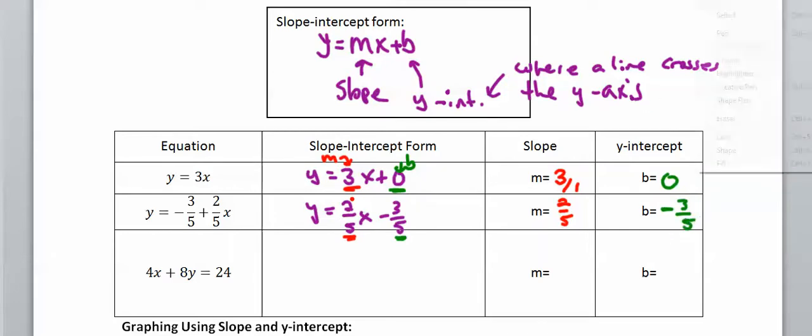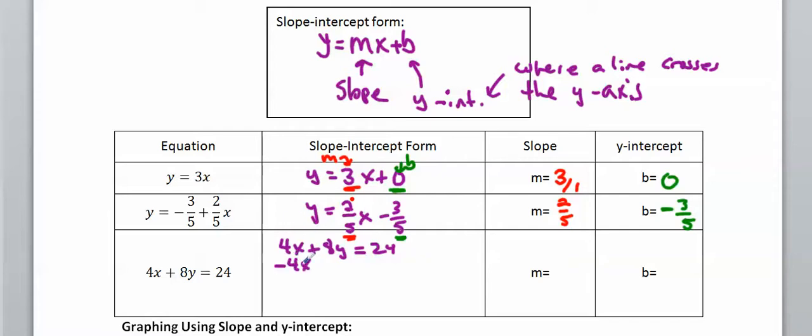All right, now the next one is not exactly in a form that I would like. I've got 4x plus 8y is equal to 24. Now the problem is that before I can find the slope, y has to be by itself. So I need to solve this equation, put it in function form based on y. So solve for y.